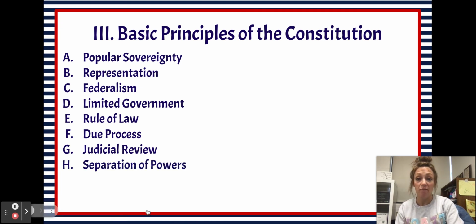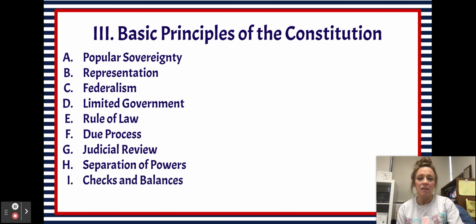Next, we've got separation of powers, and that's something that our friend Baron de Montesquieu, the French philosopher, thought of. He said separation of powers is a great thing because if you divide powers of government into different branches, that ensures that no one person gets too much power.